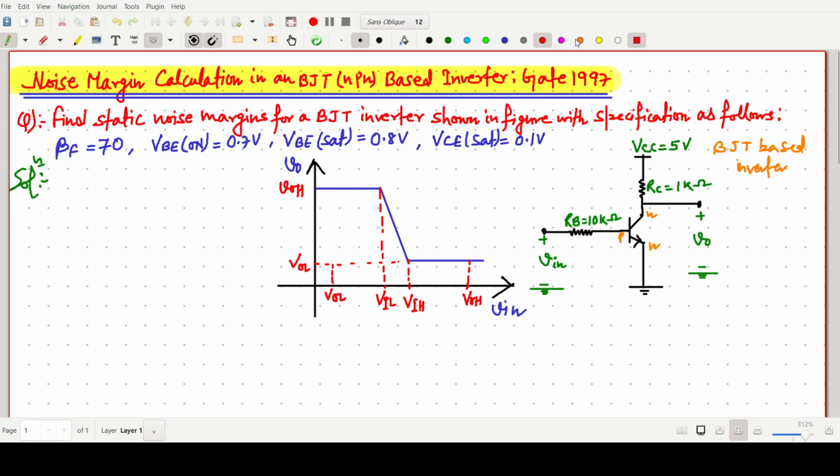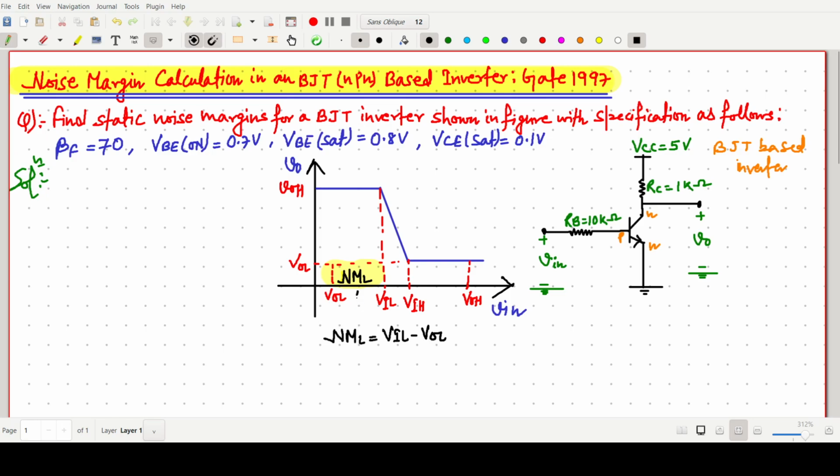As we know the noise margin concept, this region is NML, the noise margin due to low input voltage. This NML is nothing but simply VIL minus V naught L.